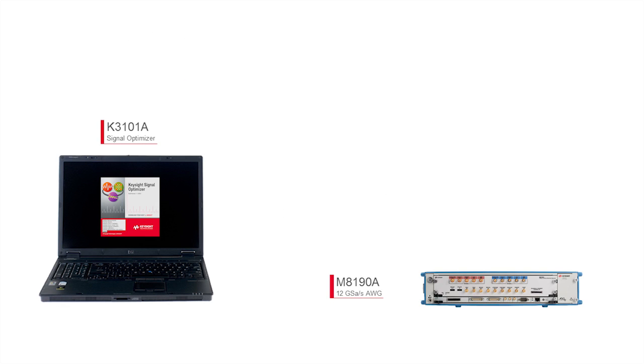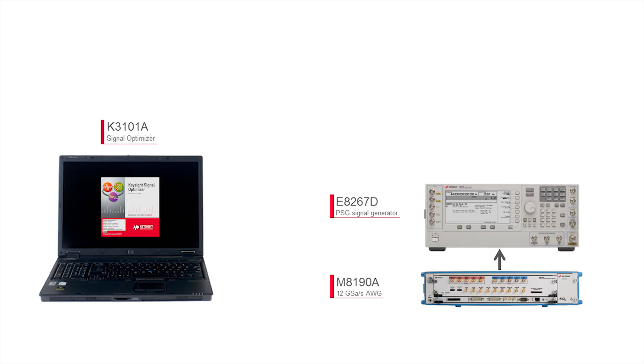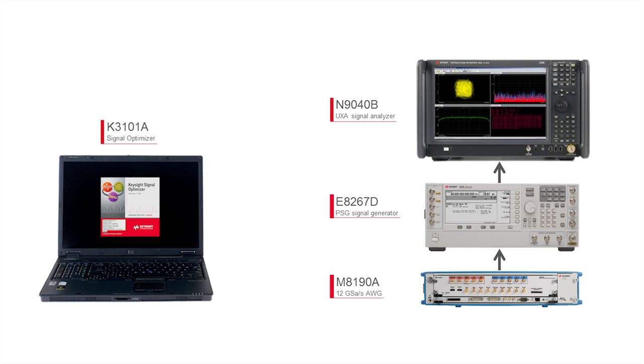In our demo setup, we have an arbitrary waveform generator, the M8190. This is connected to the PSG, which upconverts the analog IQ signals up to the frequency of interest. This can be anywhere from a few megahertz all the way to 44 gigahertz. In this demo, we're going to use 28 gigahertz. This is connected to a signal analyzer, the UXA, which has 1 gigahertz of bandwidth. We'll use that to digitize the signal and then make measurements.